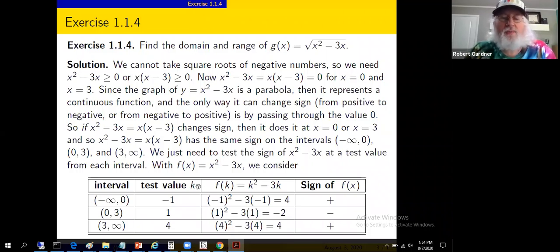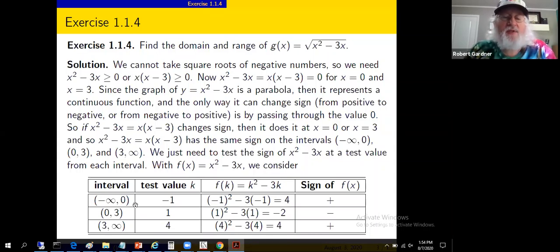We'll plug those numbers into this function. Let's call it f of x. We're using g to indicate the original function. This is a piece of the g function in a sense. So we'll take x squared minus 3x and plug into it these 3 values. Plug -1 in, we get (-1) squared minus 3 times -1. That's 1 plus 3, which is 4. And the important thing about 4 is it's positive.